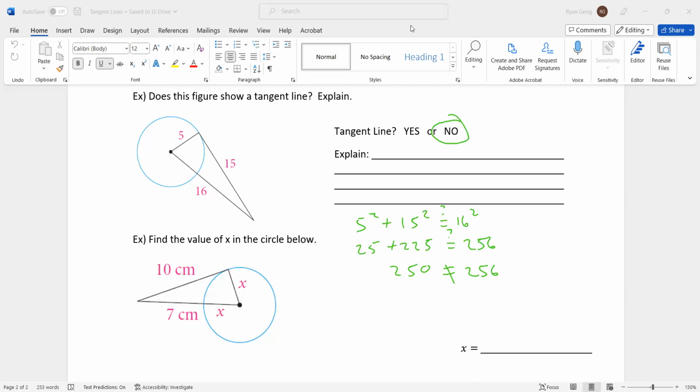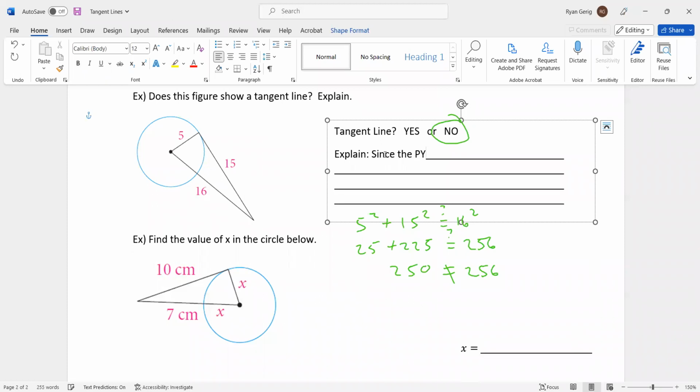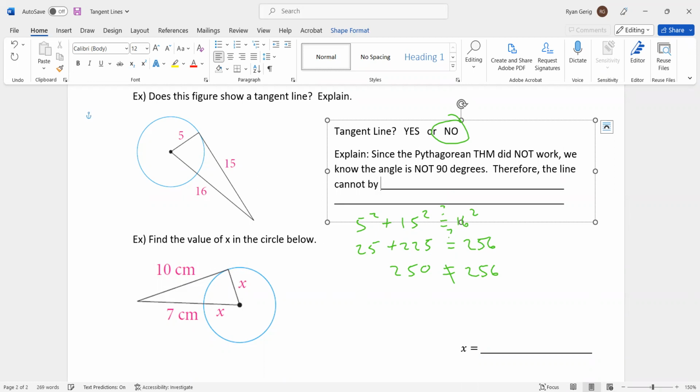Since the Pythagorean, I'm going to say it. You know what? I'll type it. Since the Pythagorean theorem did not work, we know the angle is not 90 degrees. Therefore, the line cannot be tangent. Okay, hopefully that explanation makes sense.